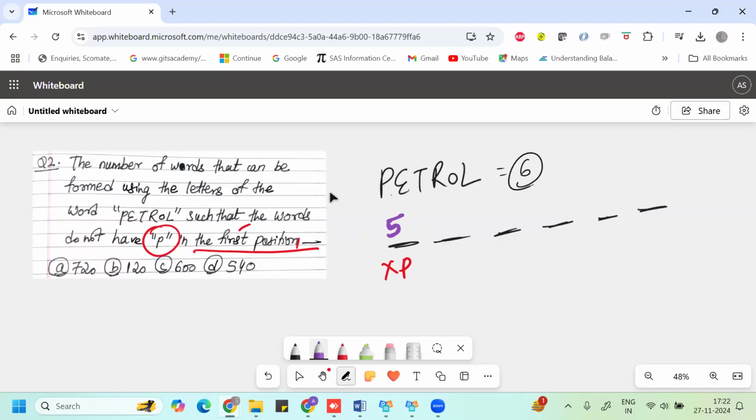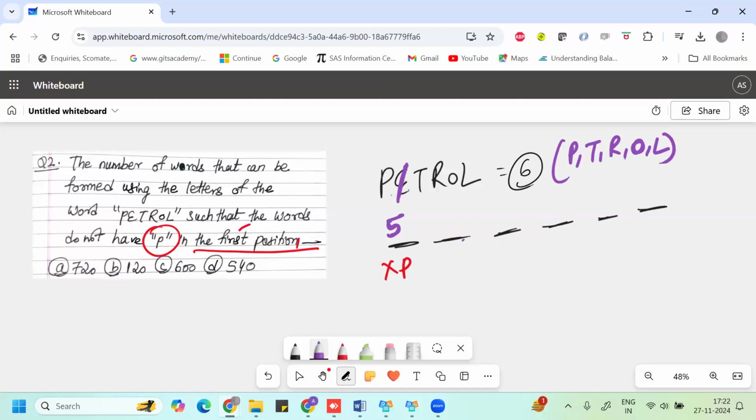Are you getting this part? Except P, use any letter. Suppose I have used E. Now how many letters are left? P, T, R, O, L. Total 5 letters are left. And how many places are left? Total 5 places are left.